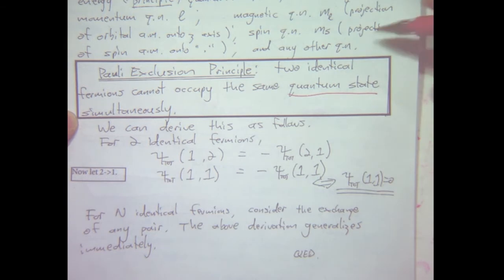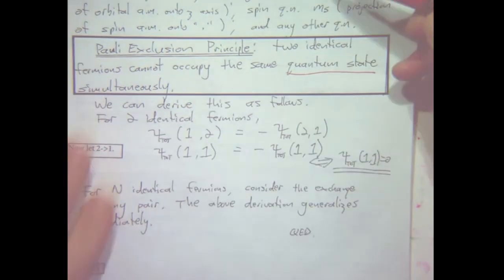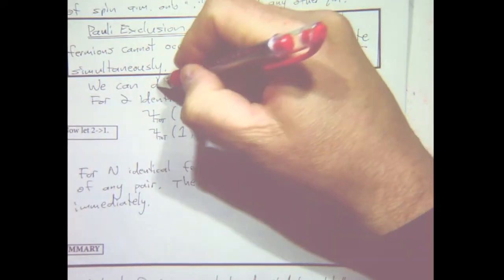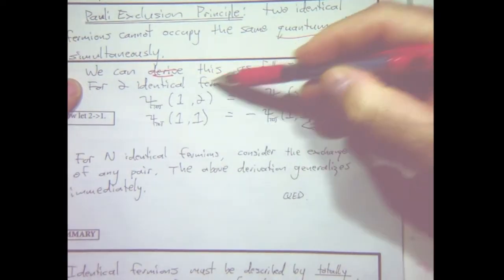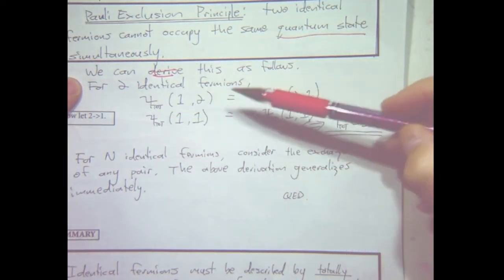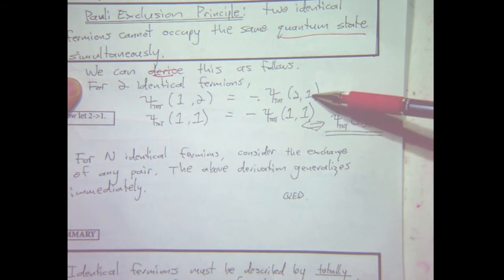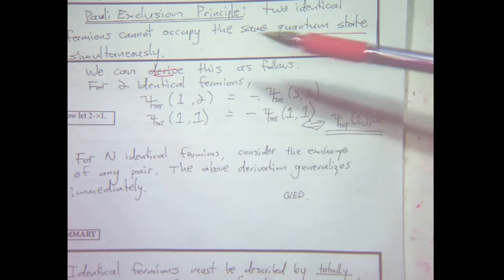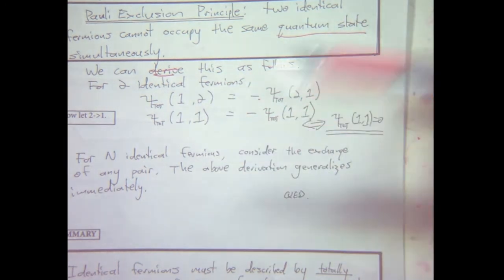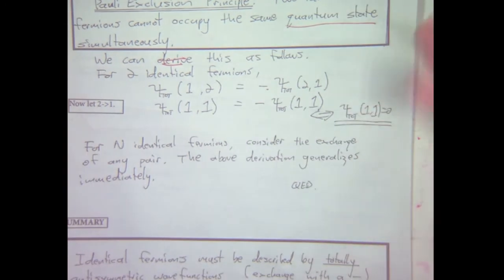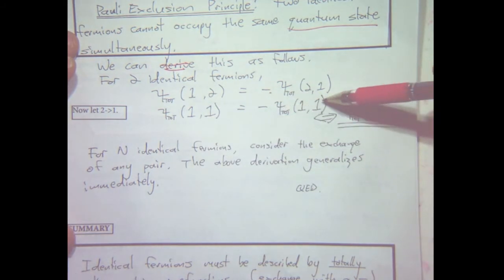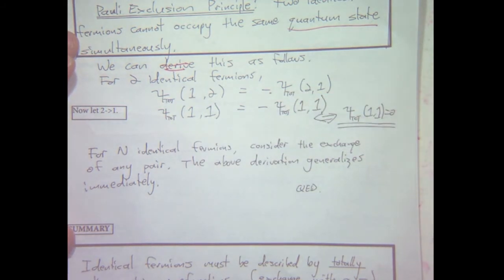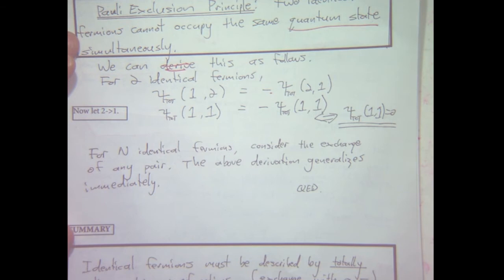Now that you need to think about. You can derive it. It's not really deriving it. You can show that it's consistent with what we've done. For two identical fermions, psi total of 1, 2 must equal minus psi total of 2, 1. Now let the 2 be 1, so the particles are identical, in exactly the same state, having exactly the same sets of quantum numbers. Psi total of 1, 1 equals minus psi total of 1, 1, which means that psi total of 1, 1 equals 0. But that assumes that these four quantum numbers uniquely identify a state, as in, there's nothing else that they can change.